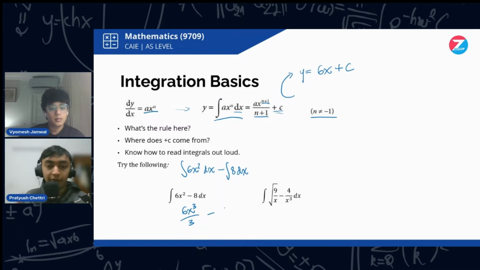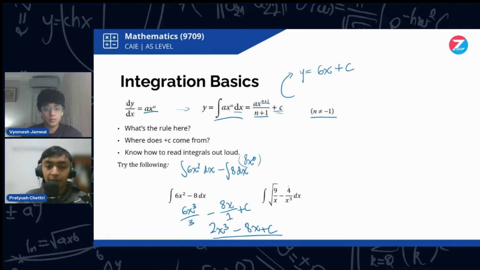And then for 8, I just go 8 times constant term. Constant term is x to the power 0. You can think of it like that. So I'm going to increase to x to the power 1, which just becomes x, divide by 1. So that's a constant, so it becomes just 8 times x. This we can simplify to 2x cubed minus 8x plus c. So that's for the first one.